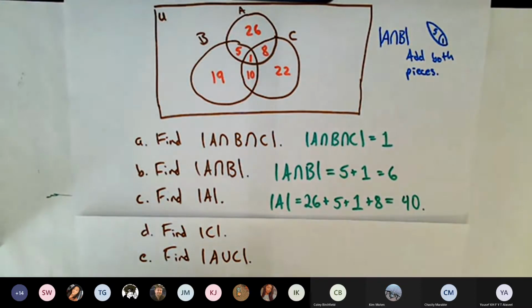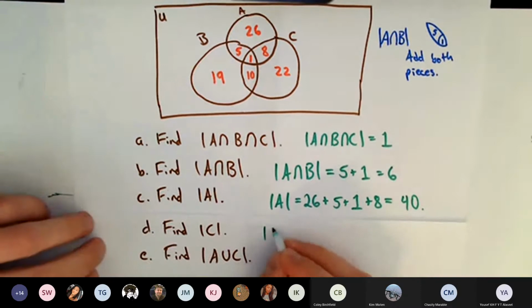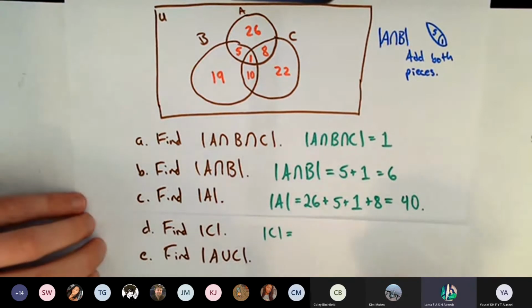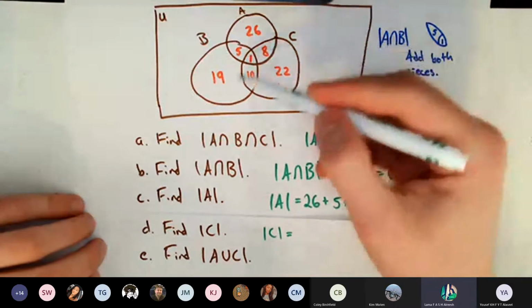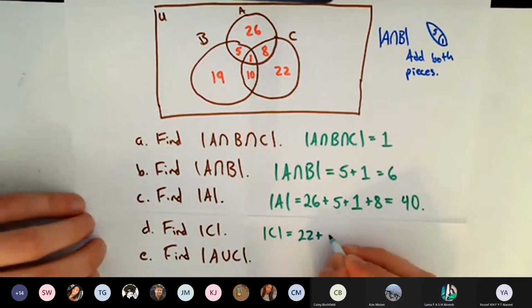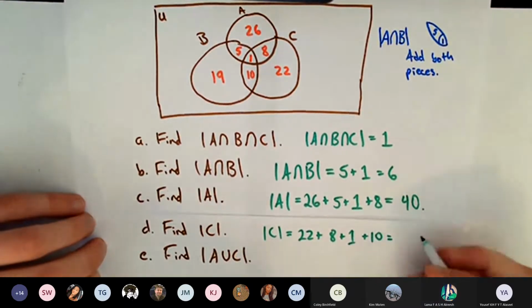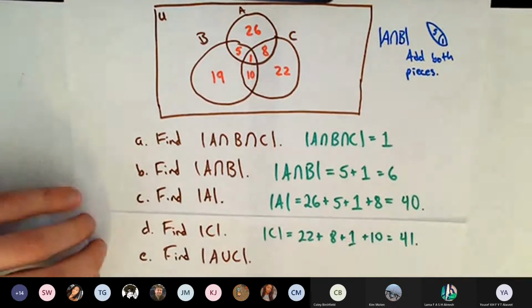Okay, so Alrish or Lama, I saw your hand up earlier. Do you have an answer for part D here, the cardinality of C? Yes, you just have to put 1 plus 8 plus 10 plus 22. Right, all the stuff that's in C. So I'll say, yep, that's 22 plus 8 plus 1 plus 10. Is it 40 again? Oh, wait. 41. Okay, yeah, 41. Thank you.